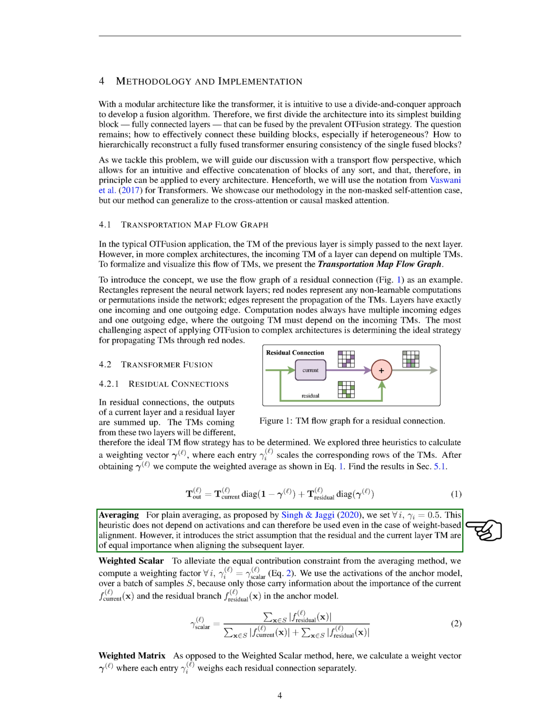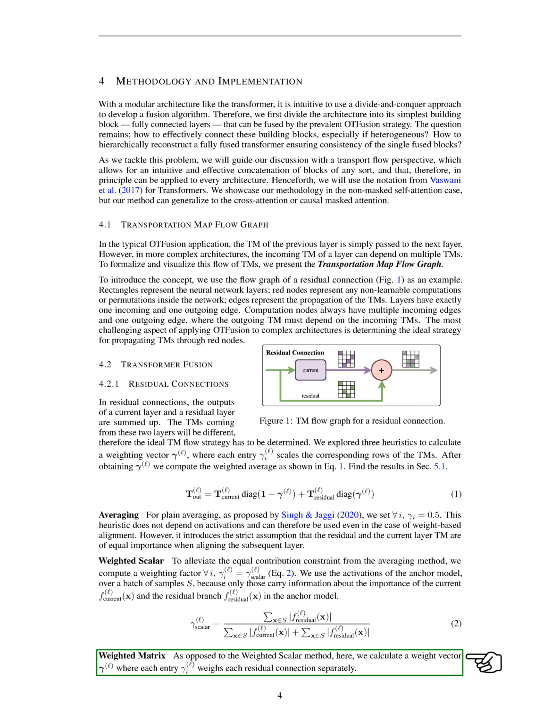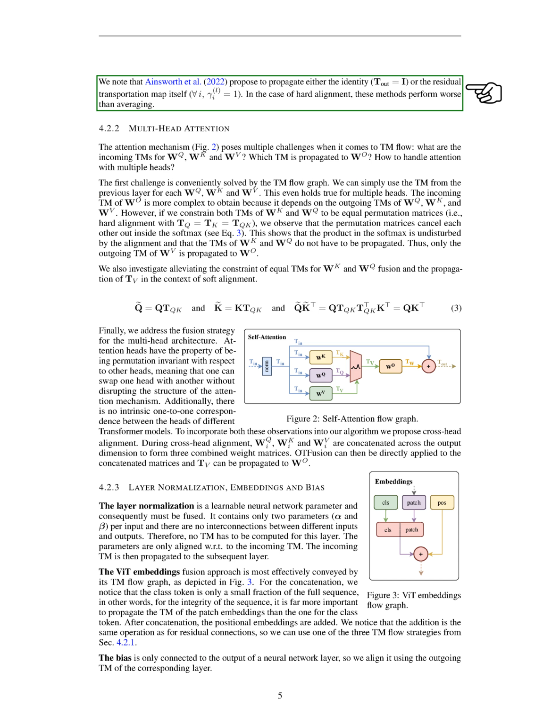To alleviate the equal contribution constraint from the averaging method, we compute a weighting factor using the activations of the anchor model over a batch of samples. This carries information about the importance of the current and the residual branch in the anchor model. As opposed to the weighted scalar method, here, we calculate a weight vector where each entry weighs each residual connection separately. We note that in the case of hard alignment, these methods perform worse than averaging.